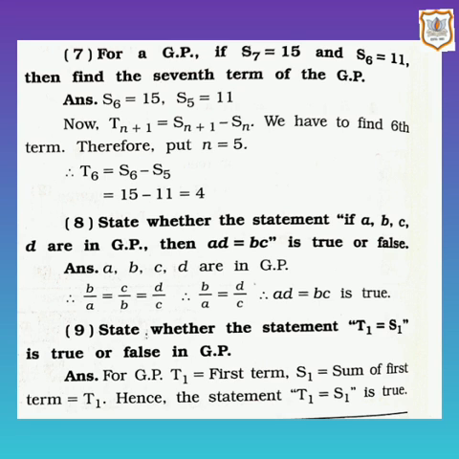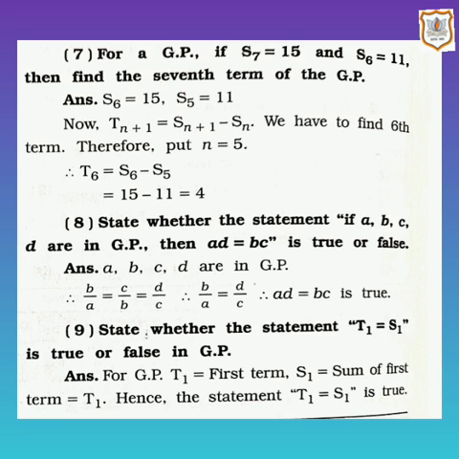So let's read sum number 7. For a GP, if S7 is equal to 15 and S6 is equal to 11, then find the seventh term of the GP. We have studied some other formulas in the earlier video. The formula was Tn plus 1 is equal to Sn plus 1 minus Sn. Now here we have to find the sixth term, so we'll put the value of n equal to 5.